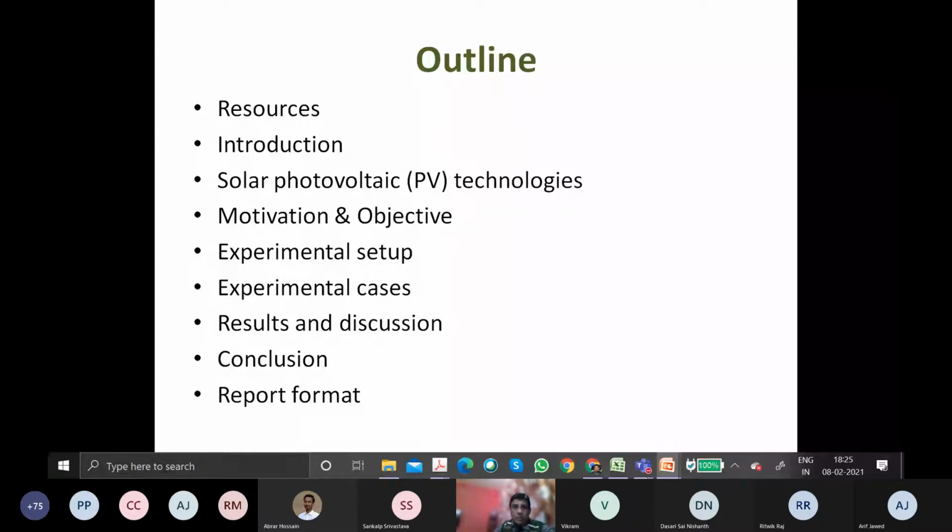Then we will talk about the motivation and objective for this experiment. Then the experimental setup video is there. Experimental cases: there are 2 cases. Video recordings are uploaded on Moodle, and based on that, results and discussion and conclusion, and then finally the report format to be done. So just a minute. Let me check whether it is completed on Moodle. It's not yet done. Okay.